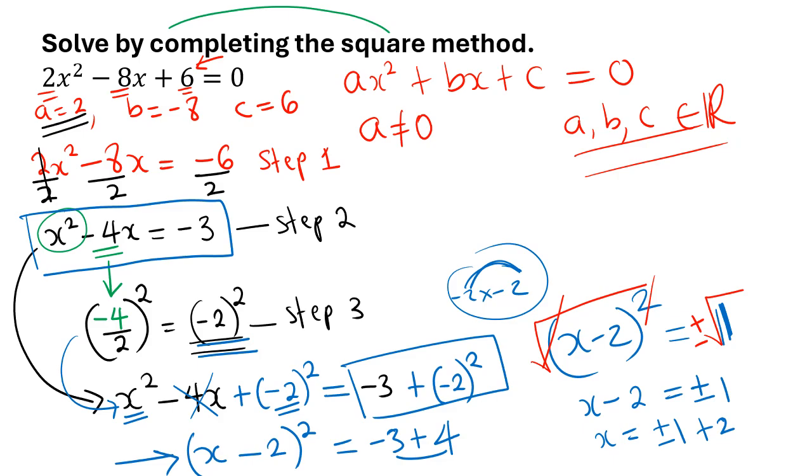So now we're going to get two answers. The first one will be x is equal to, yes, positive 1 plus 2. And positive 1 plus 2 will be 3. Or you're going to do the negative 1 now. So it will be negative 1 plus 2. Negative 1 plus 2 is 1, which means your answers will be positive 3, comma, positive 1. And this is how you can use the completing the square method to solve this particular problem.